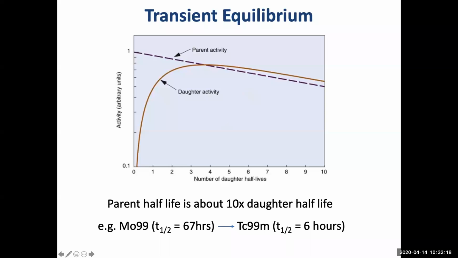The most commonly used nuclear medicine isotope, technetium-99m, the daughter, is of this decay chain type. The parent of technetium-99m is molybdenum-99. The half-life of molybdenum-99 is 67 hours, and the half-life of the technetium, the daughter, is 6 hours. The half-life of the parent is greater than this one, about 10 times. So this is an example of what is called transient equilibrium.